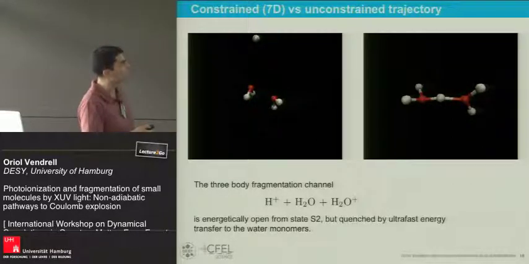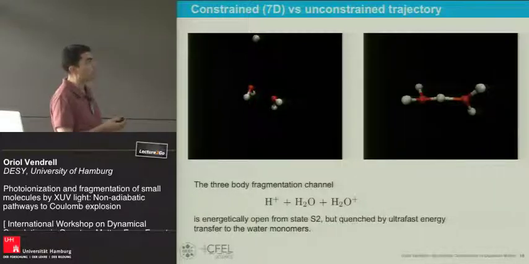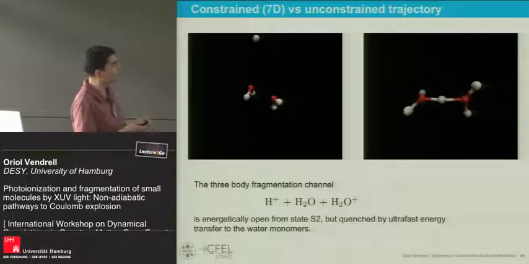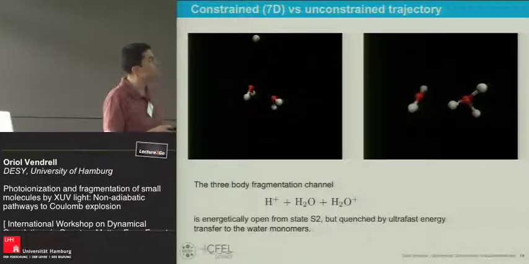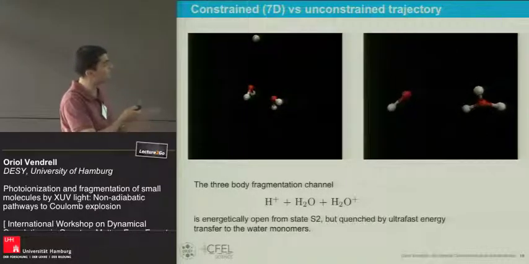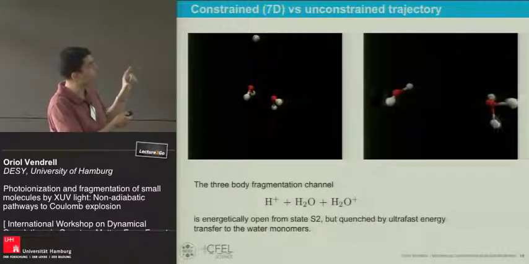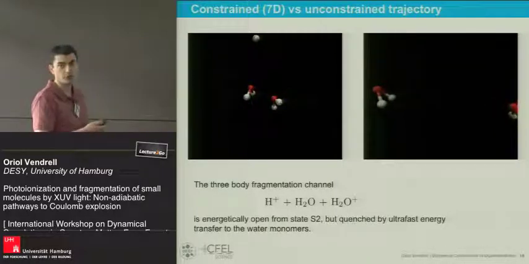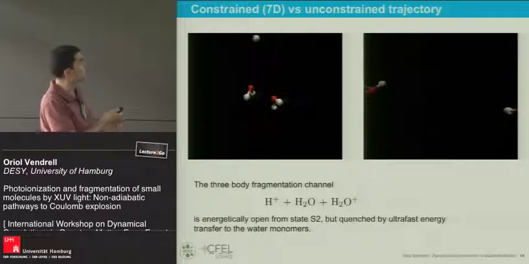Now here we will see exactly the same trajectory, but without constraints. And so the same initial conditions, but now the water molecules can start to vibrate, and you see that they are doing scissoring motions and vibrational motions, which are quite dramatic. So they have taken quite a lot of vibrational energy, on the order of 1 to 2 eV, and then there is no way for the three-body channel.